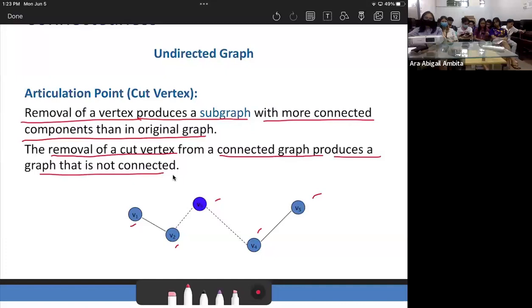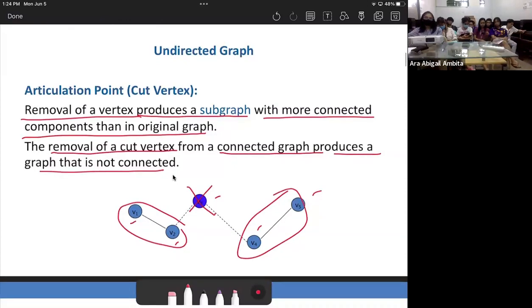So, ilan na yung connected components mo? Dalawa na, right? So you have this subgraph and then this subgraph because you have removed this specific vertex. Okay? You okay?